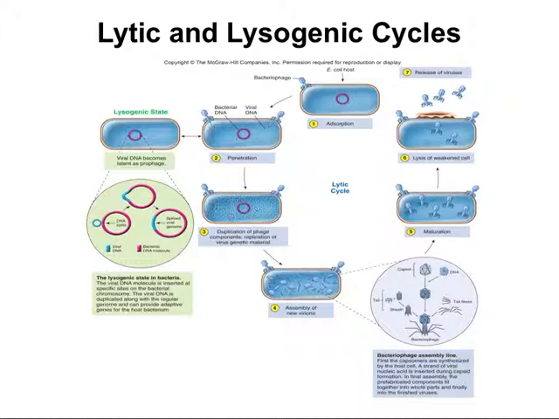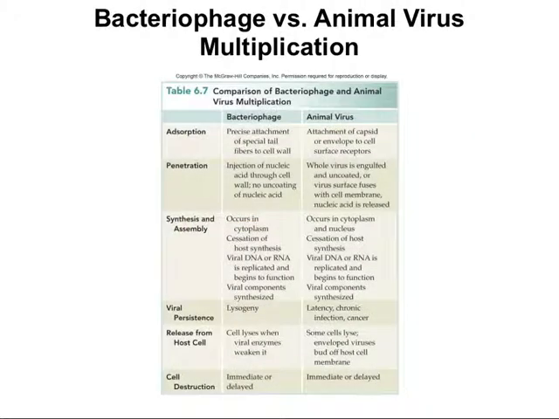So again, a few differences. We don't have to have the penetration and uncoating phase. And we can go into a lysogenic or hidden stage. A bacteriophage can go into a lysogenic or hiding phase inside the host organism. Here's a quick summary table of bacteriophage versus animal virus multiplication. You might take a look at this and clarify some of the differences.